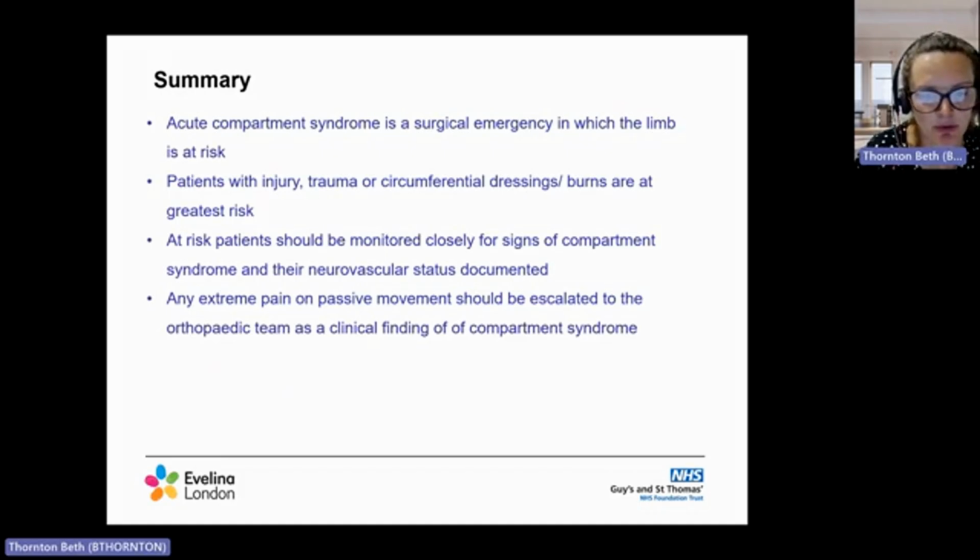I think some people don't know whether they need to do neurovascular obs or not. Ultimately, it doesn't cause the patient any harm. So if in doubt, just do your neurovascular obs and document them. And then with any changes, you'll have a baseline to compare it to. And then any extreme pain on passive movement should be escalated to the orthopaedic team as a clinical finding of compartment syndrome. So that is the key one.